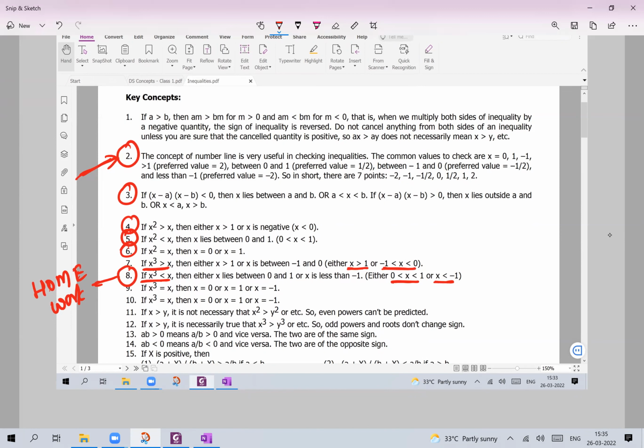Point number 9 and 10 are eventually the same thing. It says if X cube is equal to X, X can either be 0, because when you put 0, LHS is equal to RHS. When you put 1, LHS is equal to RHS. When you put -1, LHS is equal to RHS. So X can either be 0, 1 or -1.